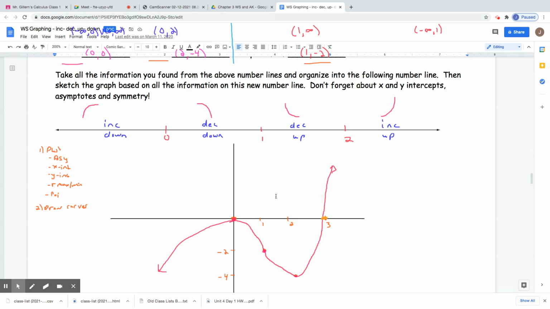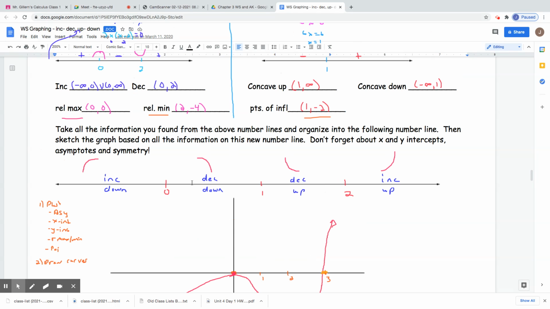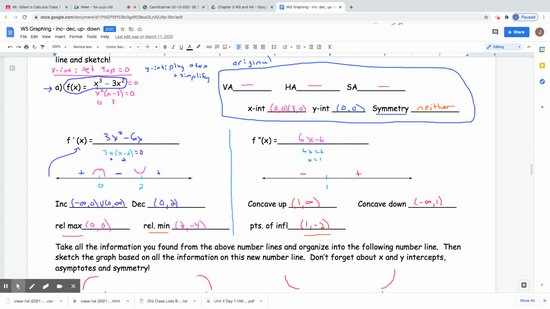All right. So what I'm going to do is put something on Classroom in a second. It's a whole bunch of problems, but I'm only going to have you do one, and it's going to be a polynomial just like this. You're going to go through the polynomial. It's going to ask you to find asymptotes, x-intercept, symmetry, first derivative, second derivative, all the stuff. You're going to put it all on the number line and you're going to graph it.